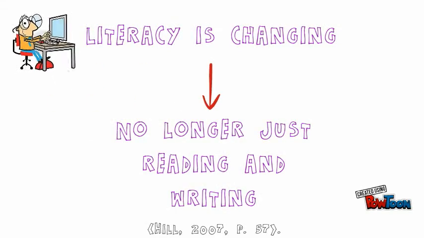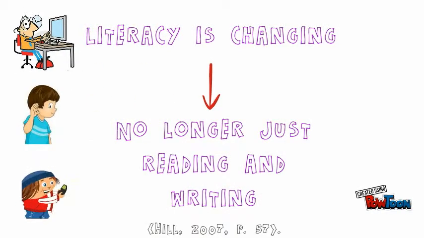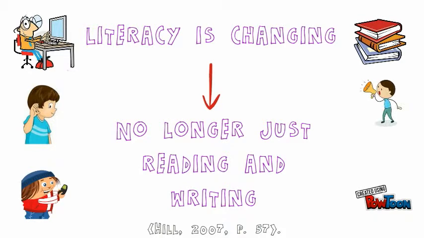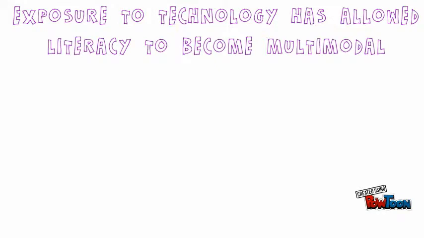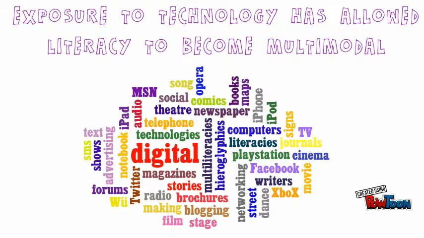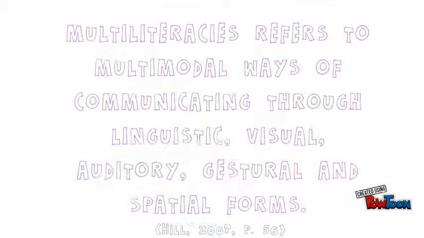Literacy is changing and young children are increasingly exposed to communication tools and situations that are multimodal rather than exclusively linguistic. This has required new thinking about the forms of literacy. In addition to reading, writing, speaking and listening, the exposure to technology in the home and school environment has allowed literacy to become multimodal and therefore children are becoming multiliterate.